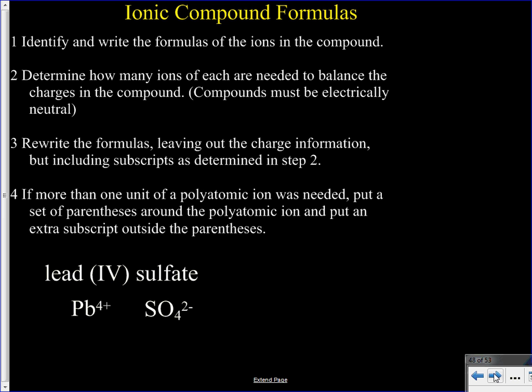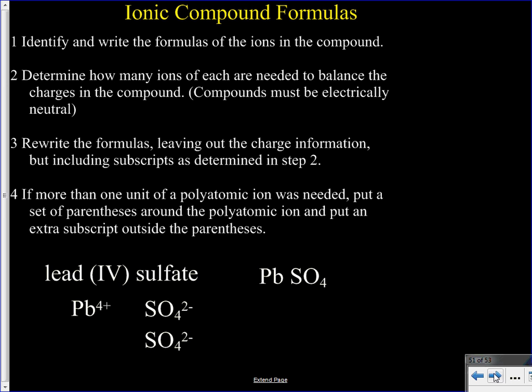We can't have just 1 of each of them, because that would give us 4 positives but only 2 negatives. So we need to bring in another sulfate ion, because that way 2 sulfate ions, with 2 negative charges for each, would give us a total of 4 negative charges to balance out the 4 positive charges we get from the lead. So now we will go ahead and write our lead.